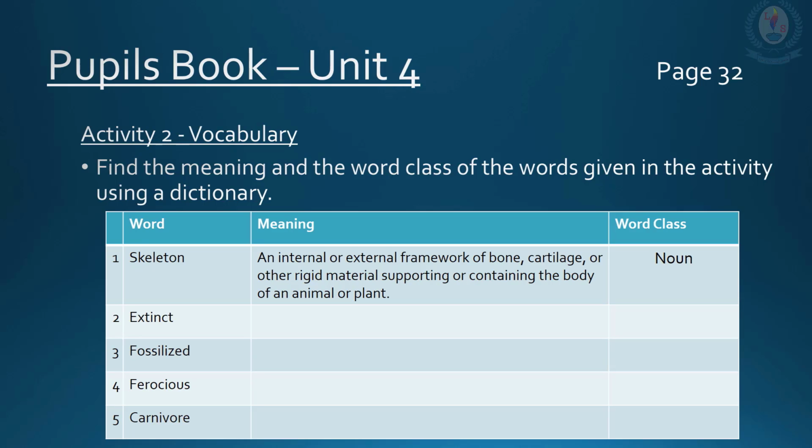Now we will look at activity number 2. Activity number 2 is vocabulary. In this activity there are 5 words that are also given in this presentation. So what you have to do is find these words in a dictionary. I'm sure you know how to use the dictionary, right? Once you find it, you will see the meaning of this word and also the word class. So make a table similar to the one that is given in this presentation, and then fill out the meaning and the word class of each of the remaining words.